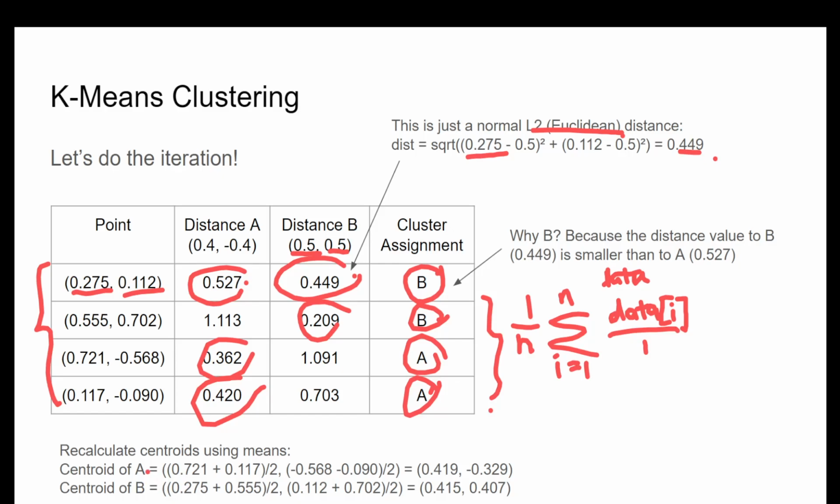So for the centroid of A, how to determine it? We got 2 points clustered to the A cluster, and to compute the new centroid you just take the mean of this one and the mean of this one. This one is for x, this one is for the y-axis. You can see this here. You can get 0.419, and this one you can get minus 0.329, and the same applies for the centroid of B as well.